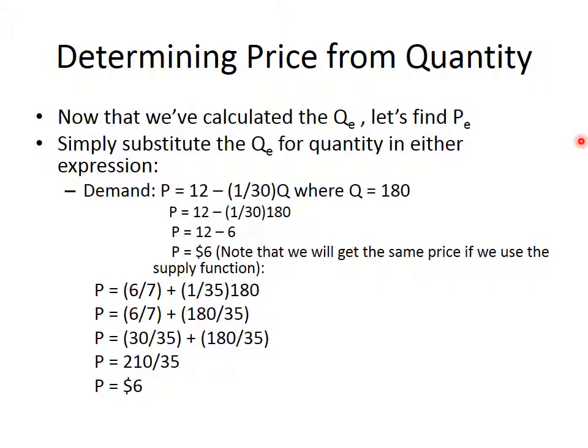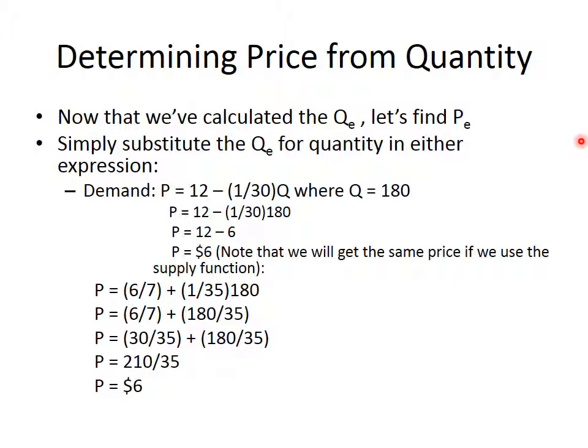Now that we've determined that quantity, finding the prices is child's play. Doesn't matter which formula we use. Keep in mind, conceptually, that what that number means is that at that quantity of production, 180, supply and demand are the same thing. So it doesn't matter which of those formulas we use.